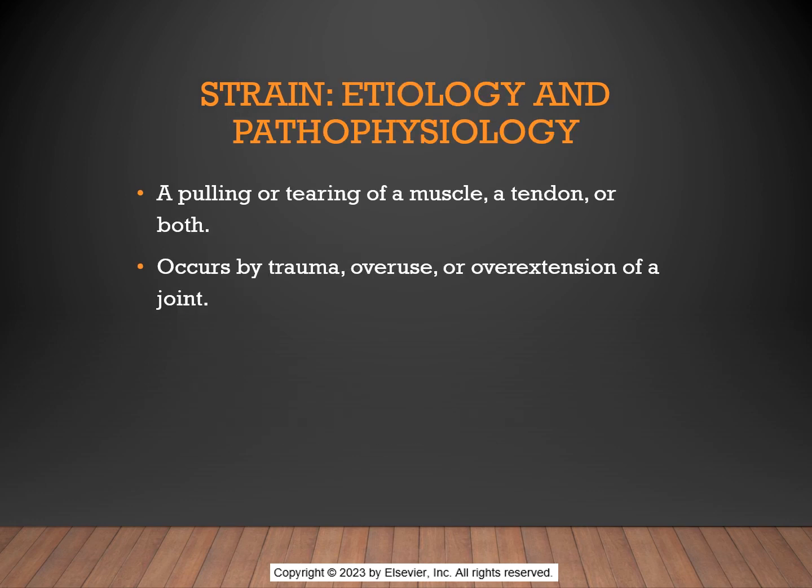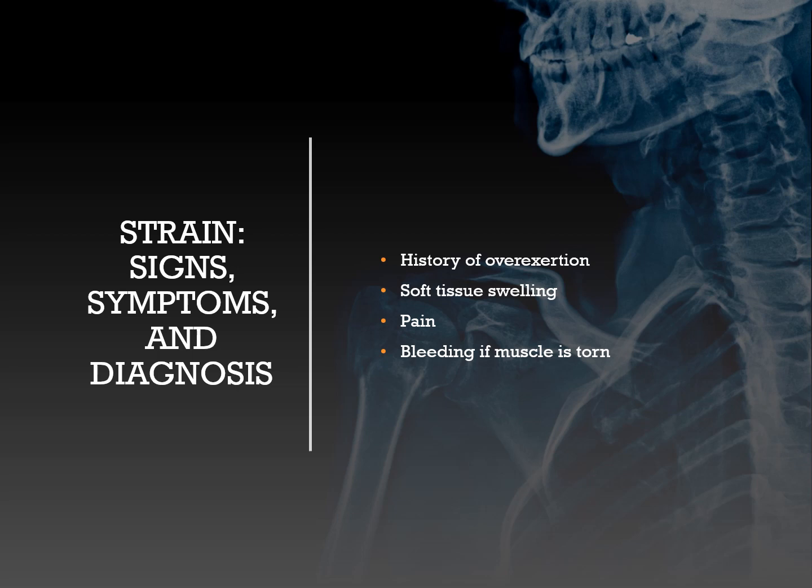A strain is a pulling or tearing of a muscle, a tendon, or both. A strain occurs by trauma, overuse, or overextension of a joint. The most commonly strained muscles are the back muscles. Joint strains are very similar clinically to sprains. A history of overexertion or the presence of soft tissue swelling and pain, even at rest, could indicate that a strain has occurred. Bleeding will be present if a muscle is torn.